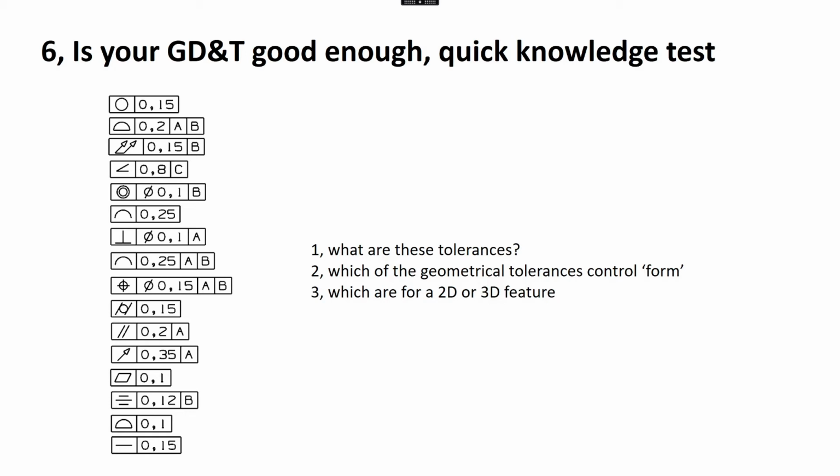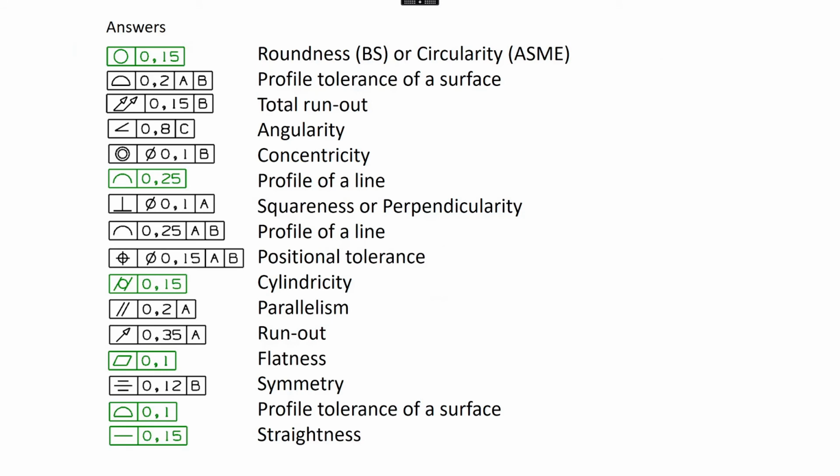Okay, so I'm going to move on now and show you the answers. The top one is roundness or circularity. It's called different things in different standards, but it's the same thing. It is a form tolerance, which is why I've highlighted it in green. So it's controlling the roundness or circularity of a part. This is actually a 2D feature. We control the roundness at any section through the part, but it's not controlling the straightness of the part, if that makes sense. It's only controlling the roundness at that particular section. So it's a 2D feature.